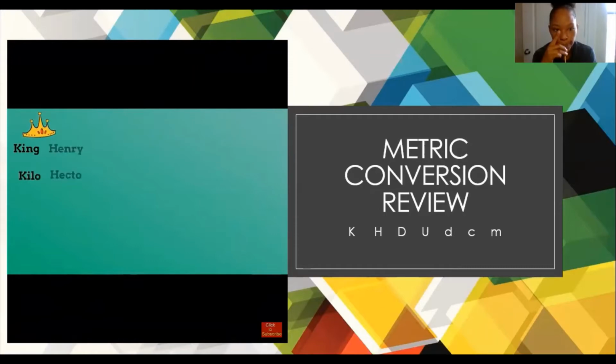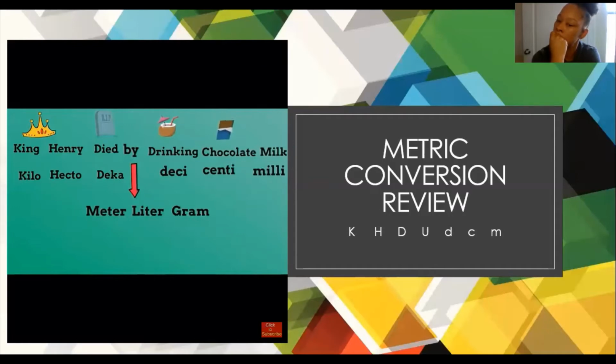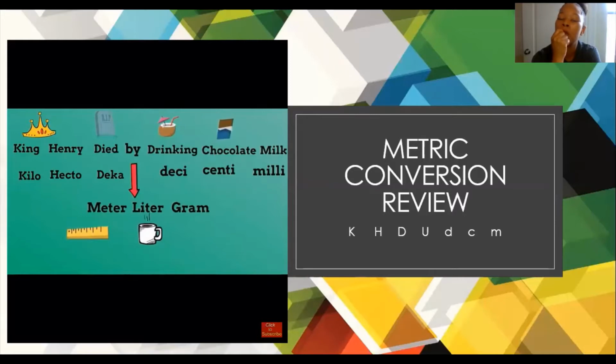The king stands for kilo, Henry is hecto, died is deca. The bi is the base unit, either meter, liter, or gram. The deci is drinking, chocolate is centi, and milk is milli. The base unit will vary according to what you measure. The meter will measure length, the liter volume, and gram mass. Let's look at a couple problems to see how we can convert within the metric system.